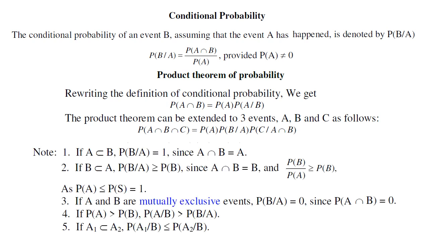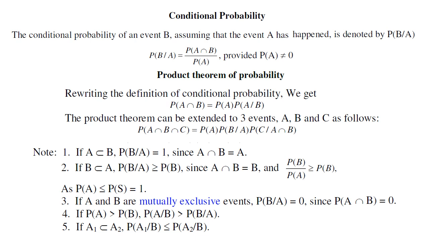These are some important points that should be noted. If A is a subset of B, then P of B by A is equal to 1, since A intersection B is equal to A. If B is a subset of A, then P of B by A is greater than or equal to P of B, since A intersection B is equal to B, and P of B by P of A is greater than or equal to P of B. If A and B are mutually exclusive events, then P of B by A is equal to 0, since P of A intersection B is equal to 0.